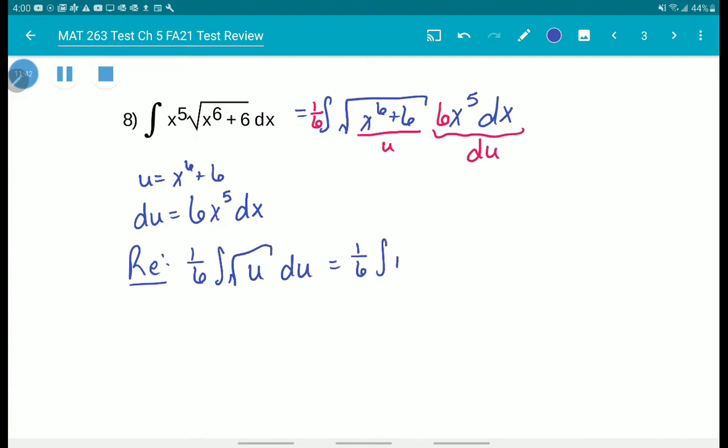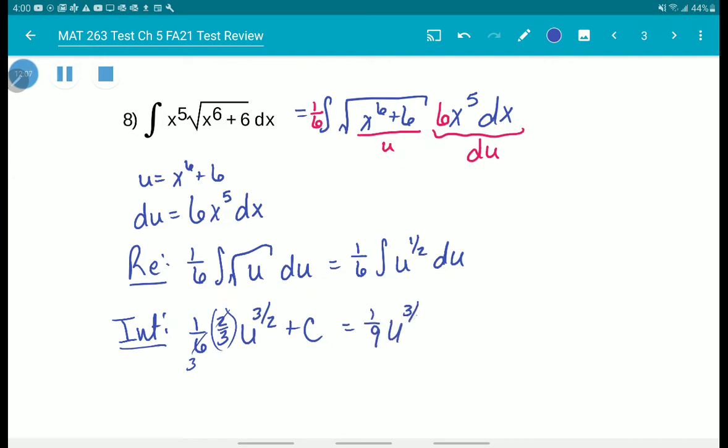Now, we have to rewrite that as u to the 1/2 power. And then when we integrate, we're going to add 1 to the exponent, and we're going to divide by the new exponent, and that's the same as multiplying by the reciprocal. Let's do some reducing here. So that's going to be a 1/9 times u to the 3/2 plus c. And then when we substitute back in, we're going to have 1/9 times u, which was x to the 6th plus 6, to the 3/2 plus c. There's our final answer.